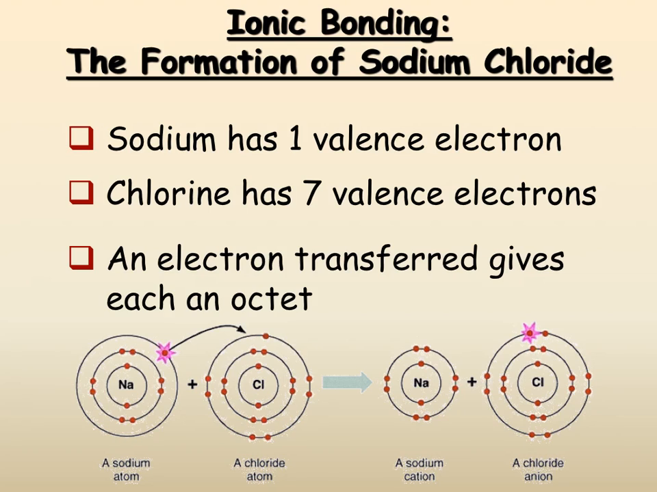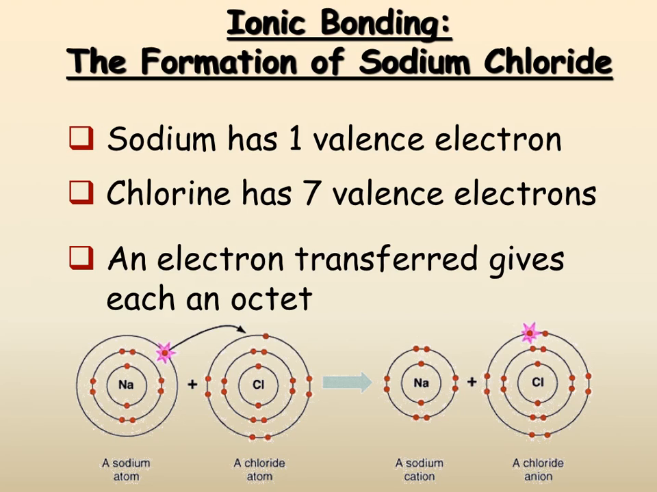So, a very common ionic bond is that of table salt, or sodium chloride. Sodium has 1 valence electron, chlorine has 7 valence electrons. So sodium would much prefer to give up its 1 electron, and chlorine would be very happy to grab 1 extra electron to fulfill their outer valence shells.